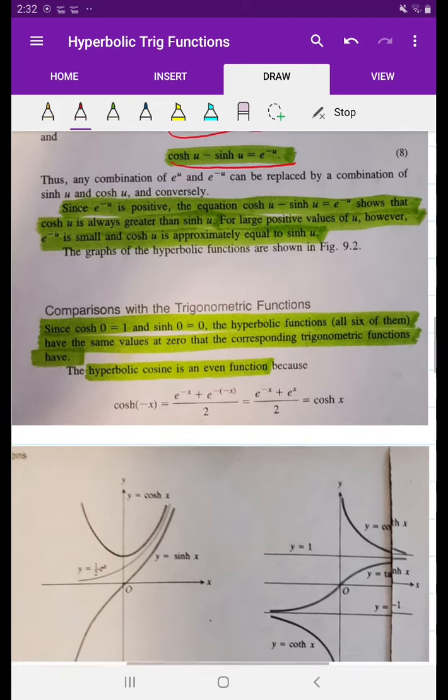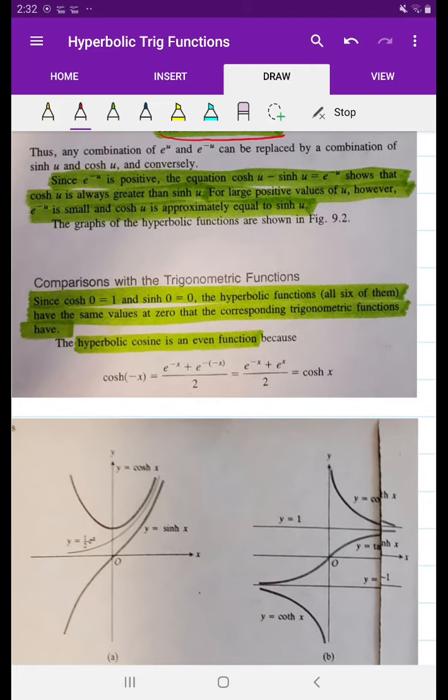Now, if e to the negative u is positive, then the equation cosh minus sinh equals e to the negative u shows that cosh is always greater than sinh. And so for large positive values of u, e to the negative u is going to be small, and then cosh u is approximately equal to sinh u. Okay?